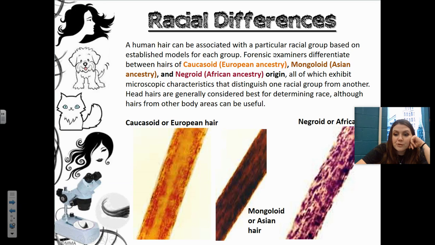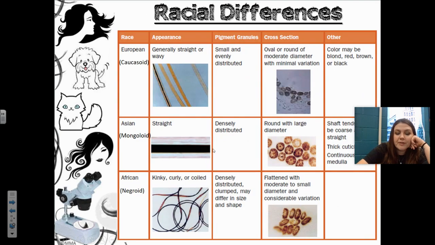So a human hair can be associated with a particular racial group based on established models for each group. Forensic examiners differentiate between hairs of Caucasoid, Mongoloid, and Negroid. That's their names for the breakdown, all of which exhibit microscopic characteristics that distinguish one racial group from another. Now, again, if you're a mixture of races, then we're probably not going to be able to match your hair. They might be able to tell that you have Caucasoid ancestry, but it's not a perfect science by any means, but they have looked at enough hairs to have these 3 main categories. And they'll break them down.